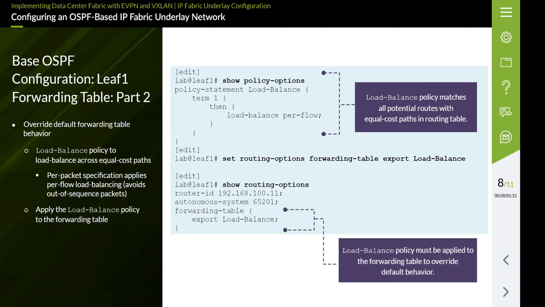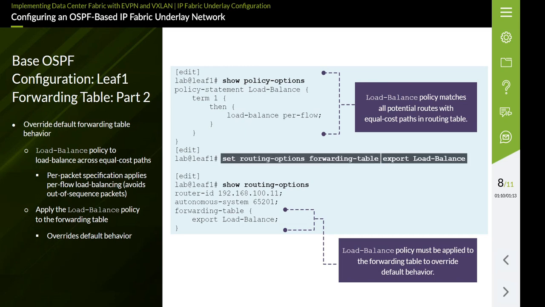The policy is applied to the forwarding table to override the default behavior of exporting a single next hop from the routing table. To apply a policy to the forwarding table, apply the policy as an export policy at the routing-options forwarding-table hierarchy.